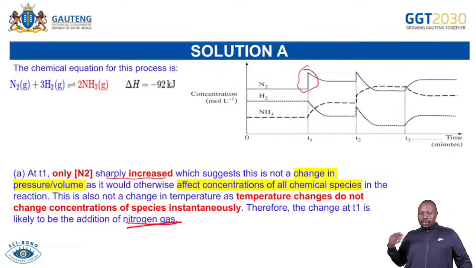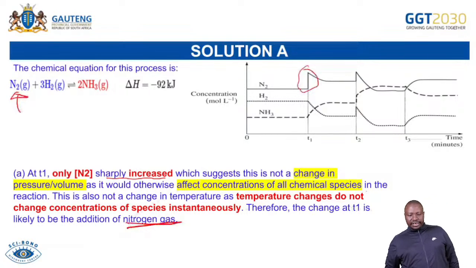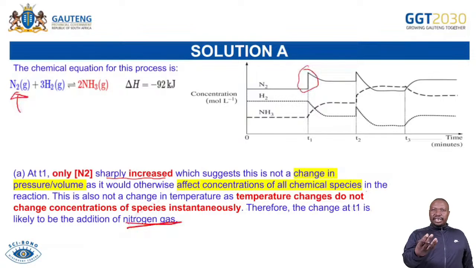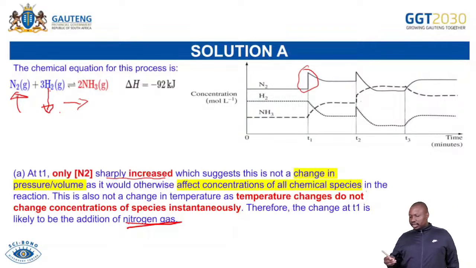So what is the change? When you increase N2, we're increasing the concentration of the reactant. According to Le Chatelier's principle, when you increase the concentration of the reactants, then the reaction that will utilize that N2 will be favored, which in this case is the forward reaction, meaning that NH3 must increase because the forward reaction is favored. And when you increase N2, more H2 will be used to react with this N2, so this one must decrease. So when N2 increases, H2 decreases, hence the graph goes down there. You are able to see that at T1, we increase the concentration.